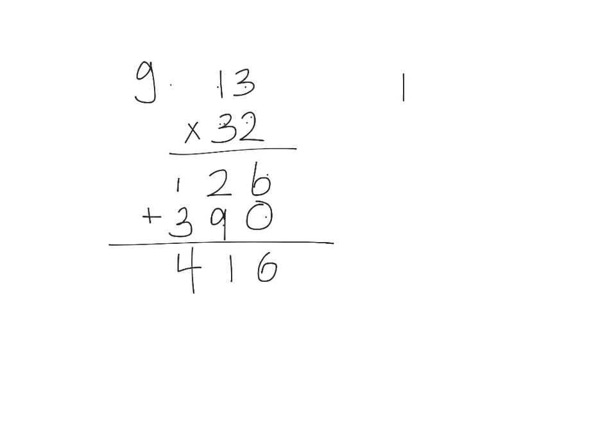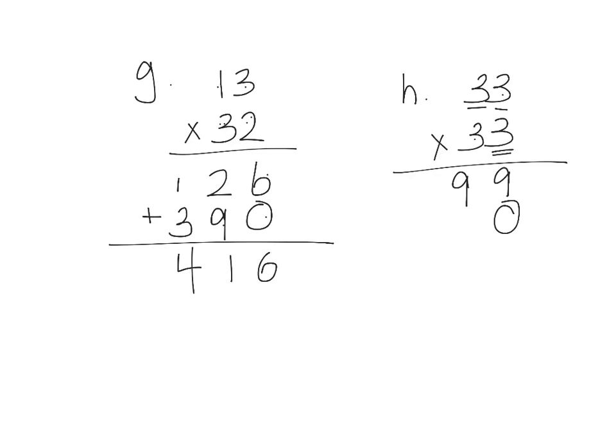And H. 33 times 33. Starting at our right. 3 times 3 is 9. 3 times 3 is 9. Place filler. 3 times 3 is 9. 3 times 3 is 9. And we'll add those up. 9 plus 0 is 9. 9 plus 9 is 18. 1 plus 9 is 10. 1089.